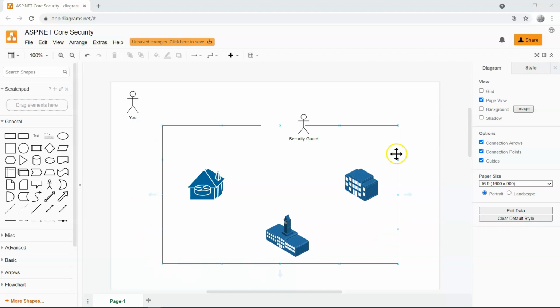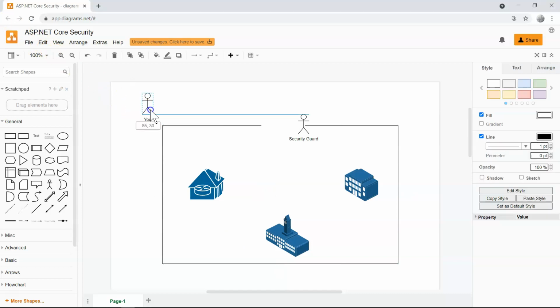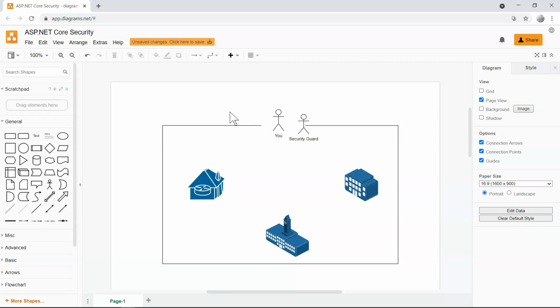Let's imagine this is a military base, right? There's a security guard, and this is you trying to get into the yard. So you go here and the security guard will ask you to show your identity. You cannot just say who you are, the person will not believe you. So you have to show your identity card that will actually make sense to the security guard.